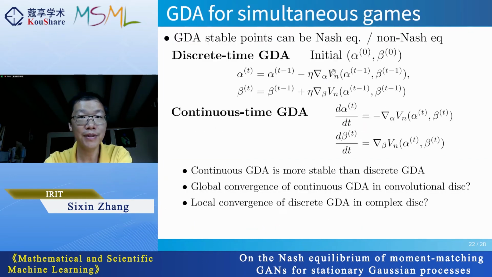So I will briefly show these two numerical results. One is the discrete time GDA, where alpha is trying to minimize Vn during gradient descent. The other, beta, is during gradient ascent. We can also consider continuous time GDA because it's usually more stable. We're going to study global convergence of continuous GDA in the convolutional discriminator case, and also the local convergence of discrete GDA in the complex discriminator case.